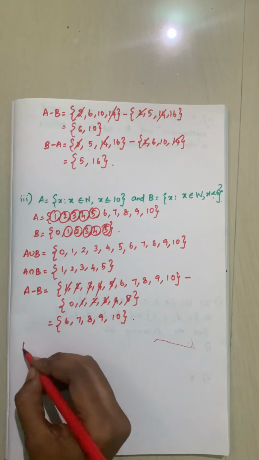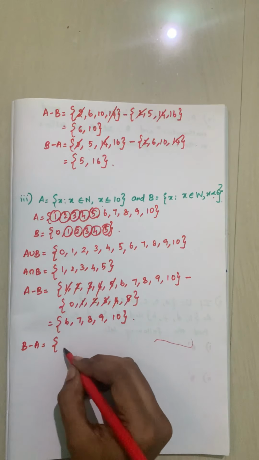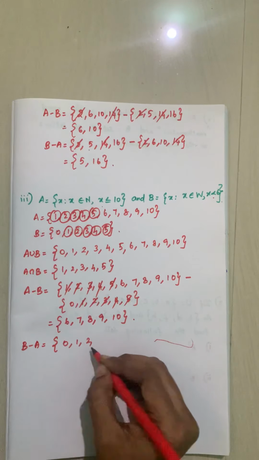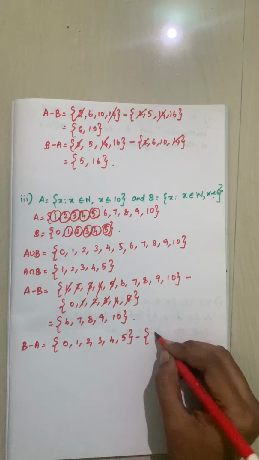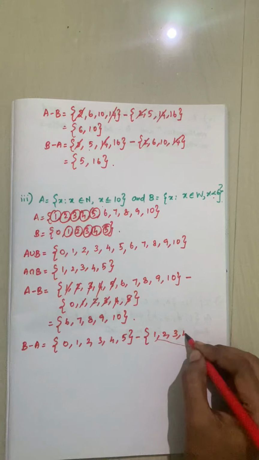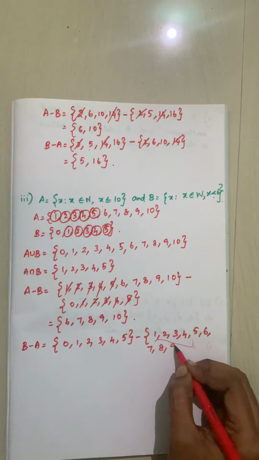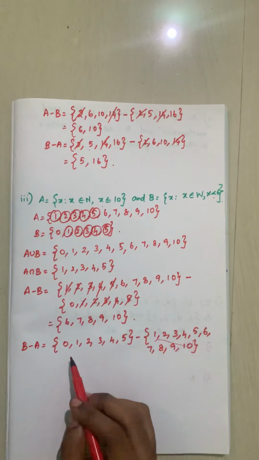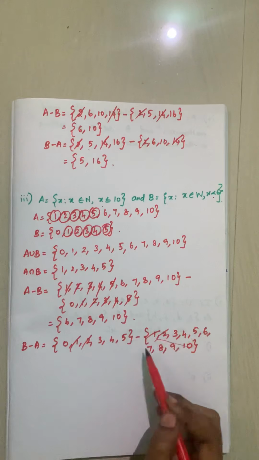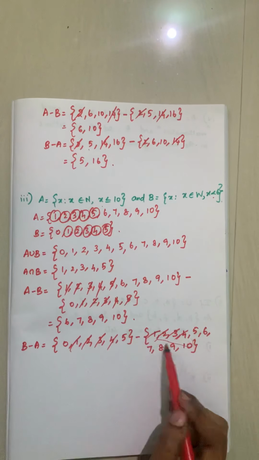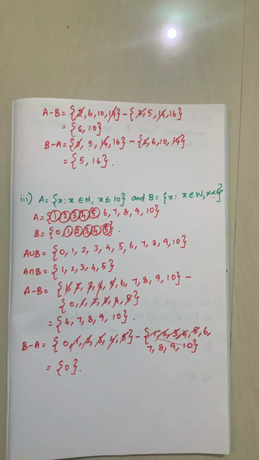Okay children. Next is B minus A. What is B? 0, 1, 2, 3, 4, 5. Minus A. 1, 2, 3, 4, 5, 6, 7, 8, 9 and 10. So cancel the terms. 1, 1, 2, 2, 3, 3, 4, 4, 5. So the remaining part in the first set is 0. Okay children.